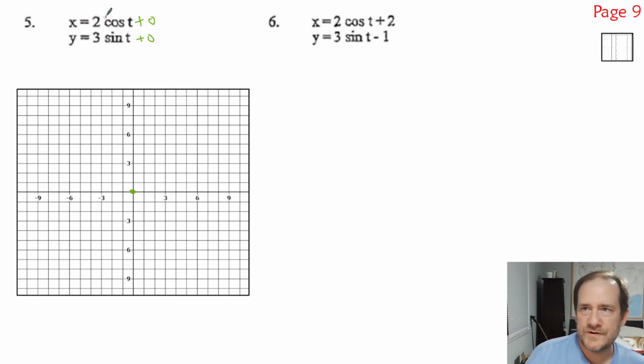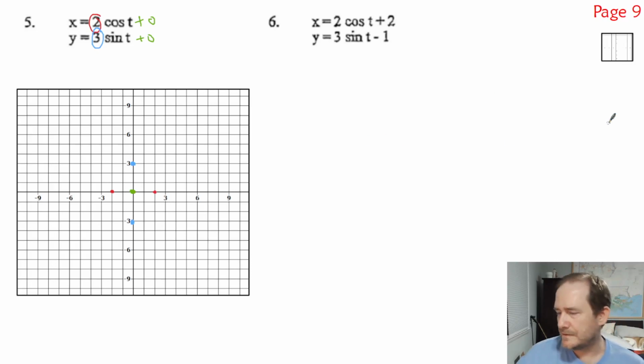Then the coefficient of the x equation here is 2, so I guess I'm going left and right by 2. Those are going to be my co-vertices, because that's my shorter axis. Then this coefficient is 3, so I go up and down by 3. Those are going to be my vertices, because those are the ends of my major axis. And that's literally it.